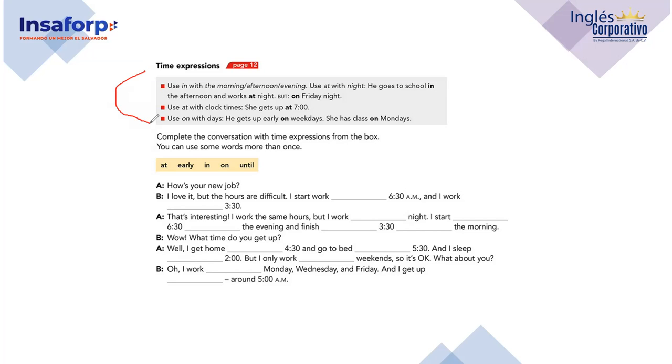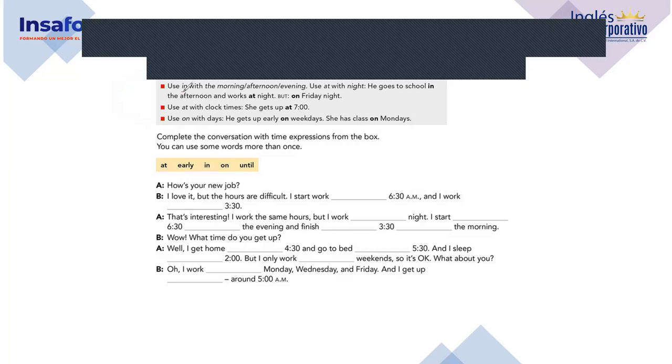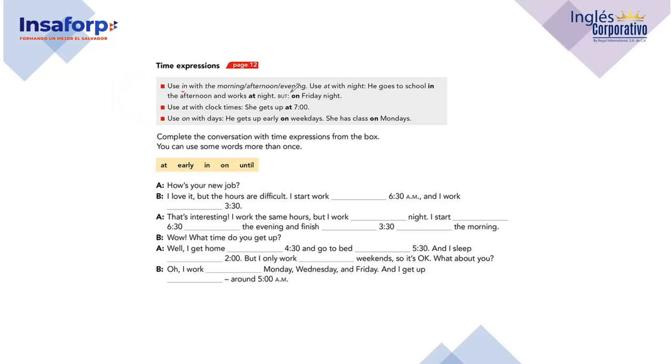Time expressions: use in with the morning, afternoon, evening. Use at with night. He goes to school in the afternoon and works at night. But on Friday night. Use at with clock time. She gets up at 7. Use on with weekdays. He gets up early on weekdays. She has class on Mondays. Complete the conversation with time expressions from the box. You can use some words more than once. More than once means más que una vez, right? Very good, Raúl. Thank you so much. So here we're going to use in with this part of the day: morning, afternoon, evening. With these three, we are going to use in. For example, when do you go to school?